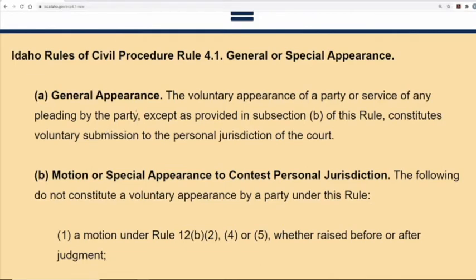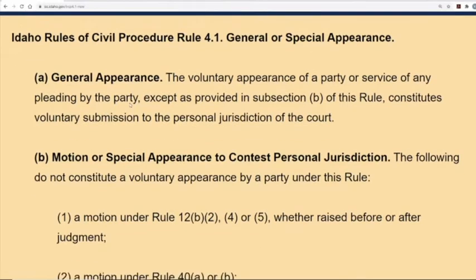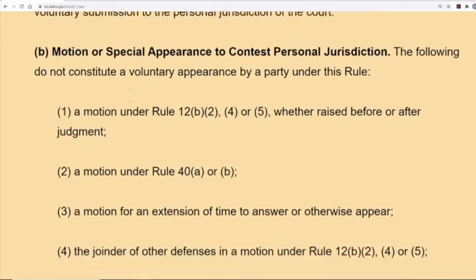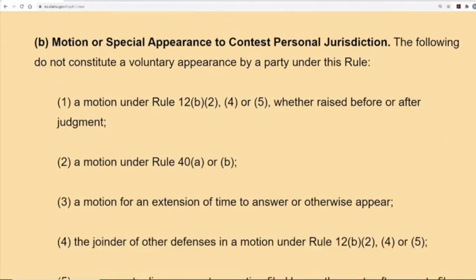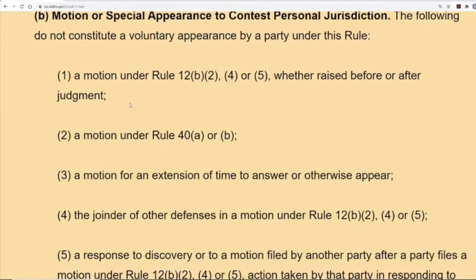So, if you do, we'll go to that, but let's look. A motion under Rule 40A or B, a motion for extension of time to answer otherwise appear. Okay, that's a continuance. The joinder of other defenses in a motion under Rule 12B, 2, 4, or 5. Okay. We'll go to Rule 12B, 2, 4, and 5.